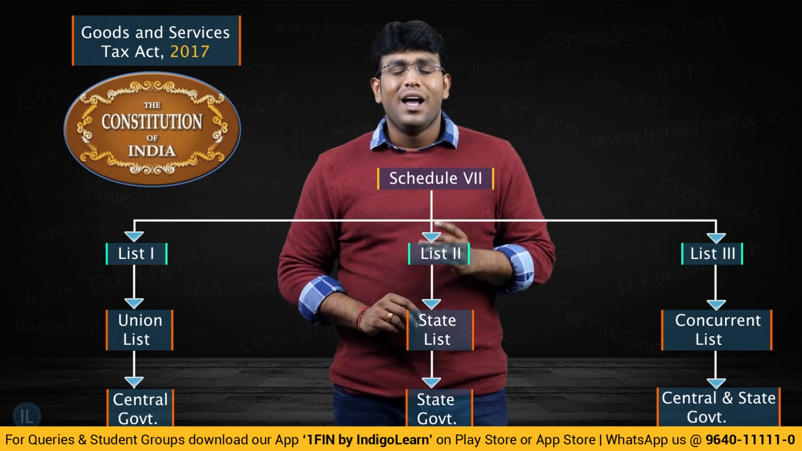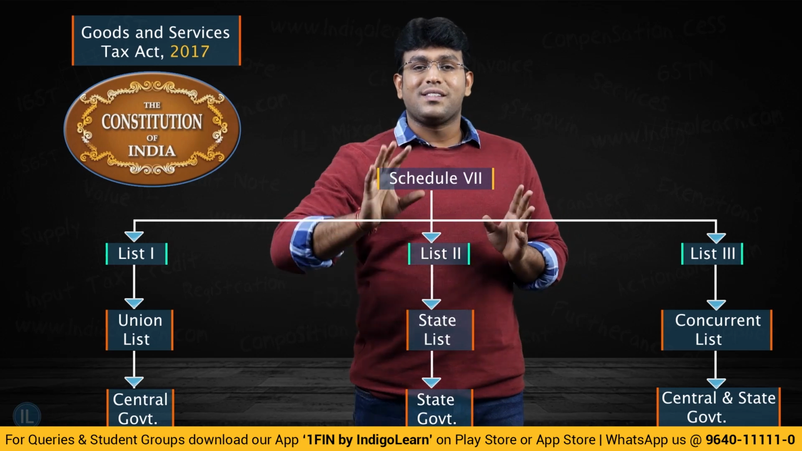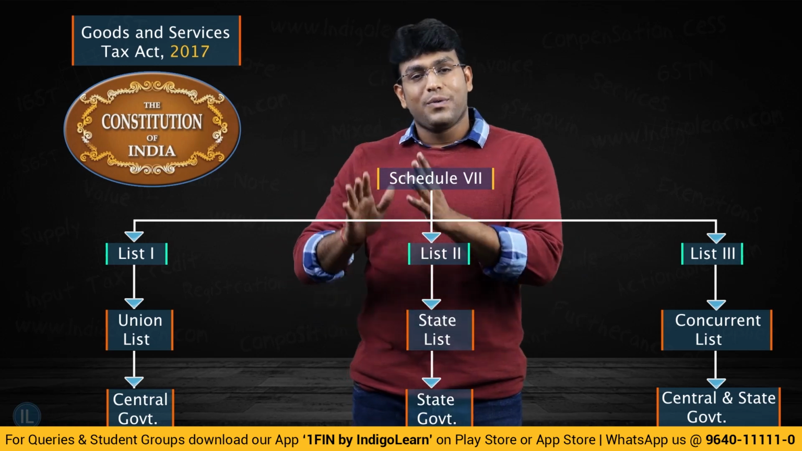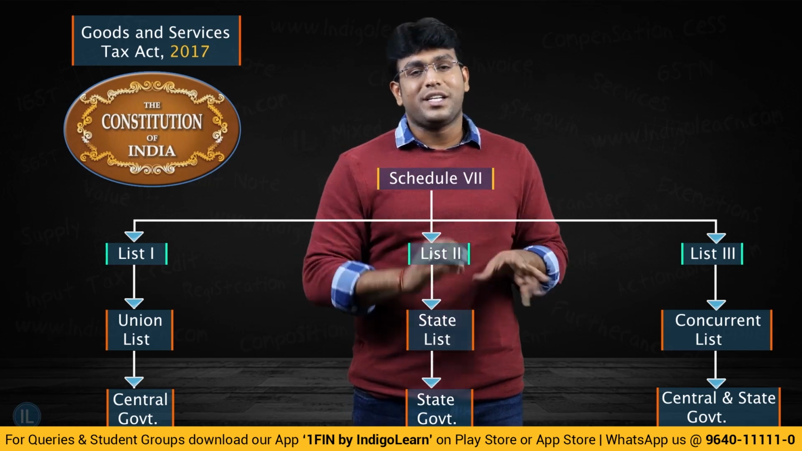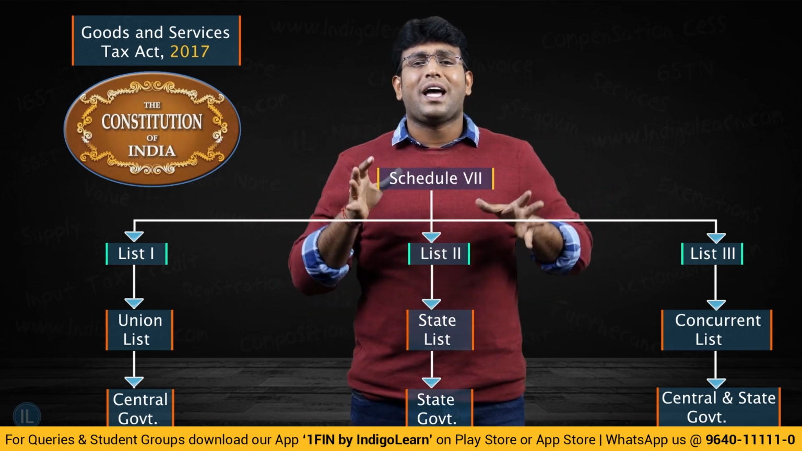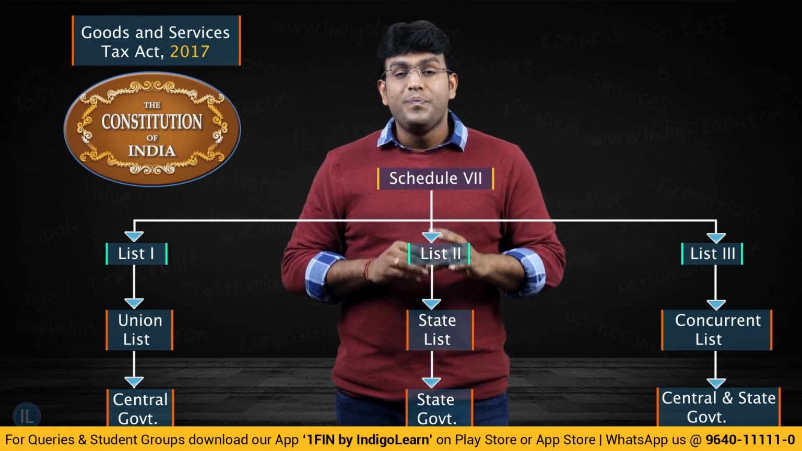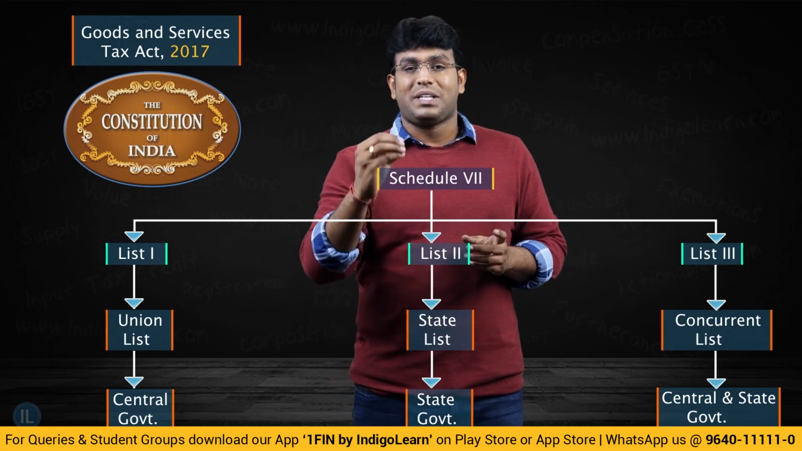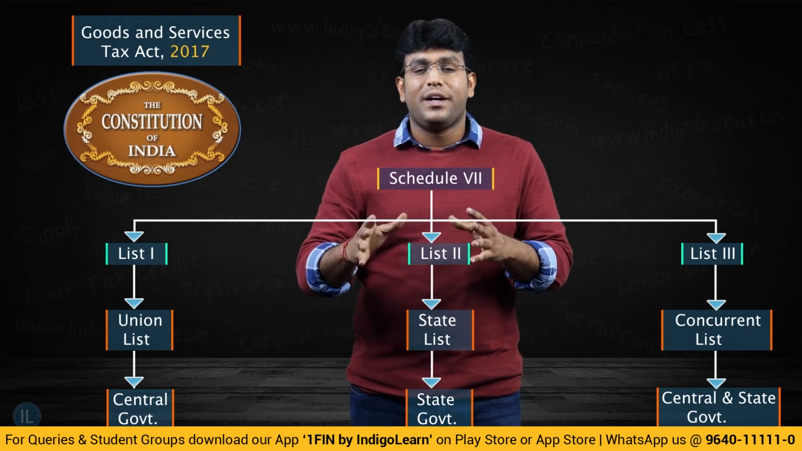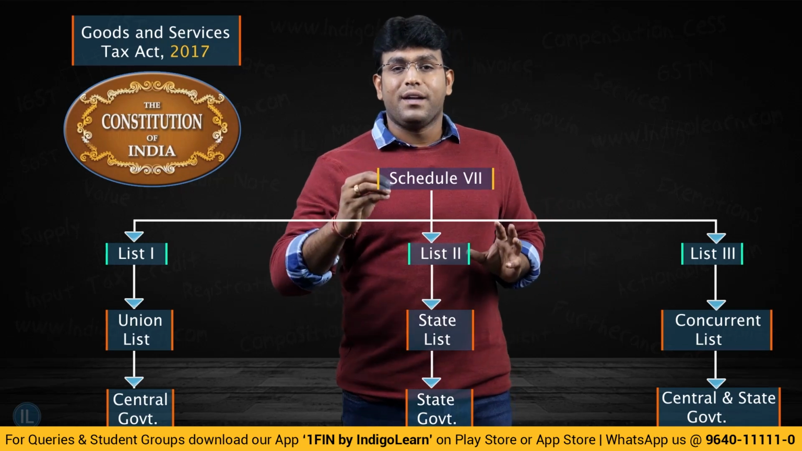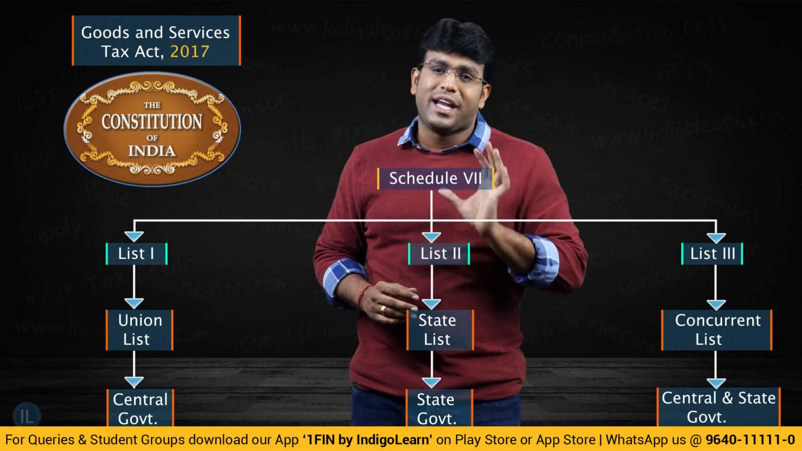Now, my dear friends, an interesting point. Prior to GST law, there were some items of taxes which were covered in the Central List and some in the State List. But there was no item of tax covered in the Concurrent List. That means prior to GST law, some taxes were levied only by the central government and some taxes only by the state government. But there were no taxes levied by both central and state governments.